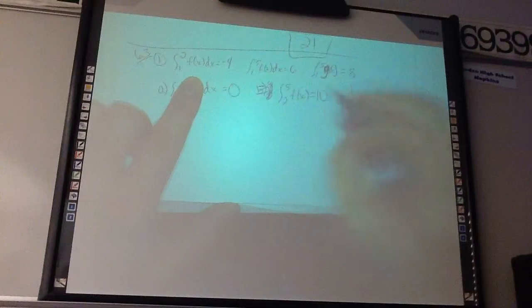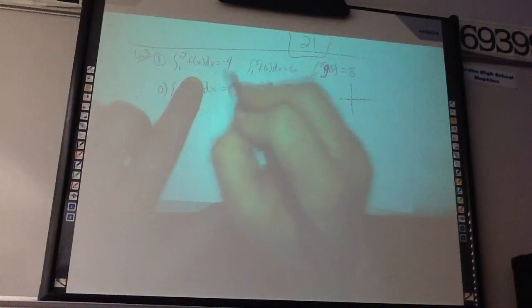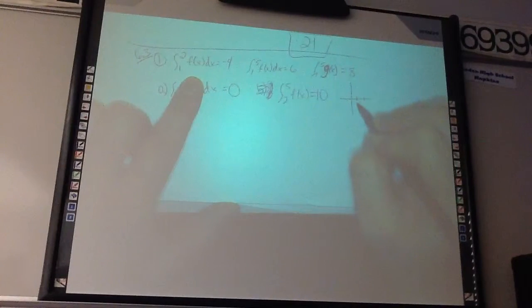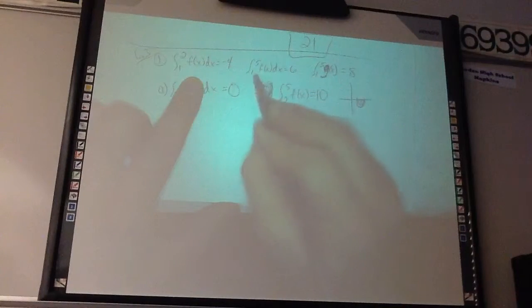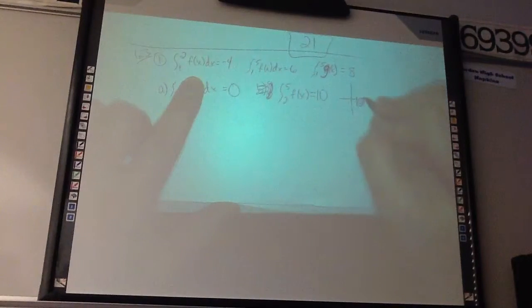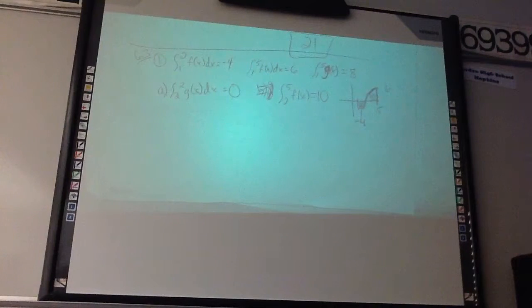And the reason I think about the graph is that you have to take the bigger piece. Between 1 and 2, I don't know what it looks like, but I know it's a negative area, so it's somewhere down here. And then from 1 to 5, if I do the whole thing, I'm going to get 6. So this piece must be bigger than this. So if 1 to 2 is negative 4, and 1 to 5 is 6, doesn't that have to be positive 10, so that when I add them up, I get 6?